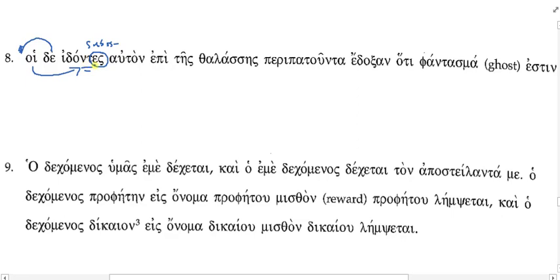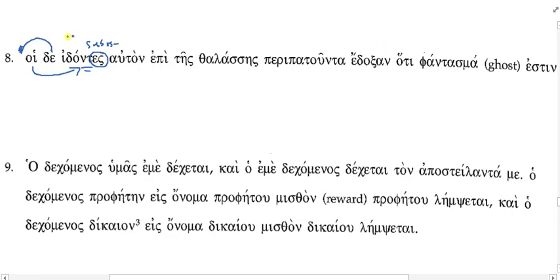From eidon, I saw, those who saw him at the sea, walking on the sea. Okay, so those who saw him walking on the sea, what did they do?